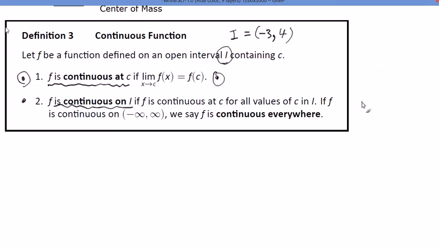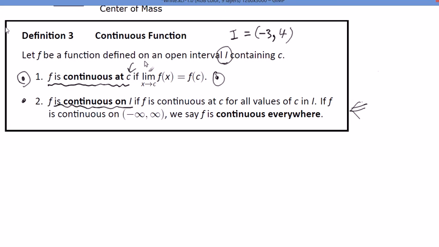The second condition requires checking every number in between -3 and 4. The second condition checks every number. The first condition usually gives you one point: c is 2, or c is 5, and you check that it's continuous at 5, right? So we'll go through examples and you can probably compare these two again.